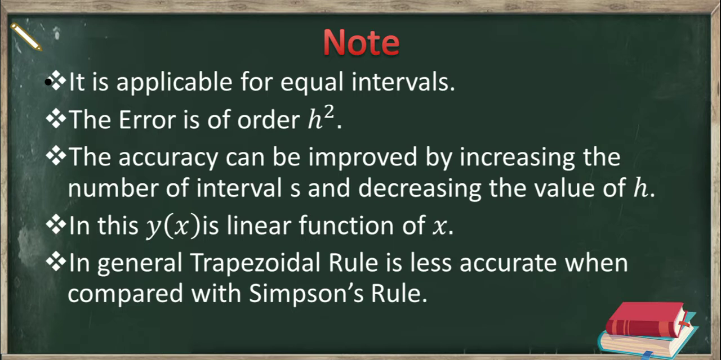In general, the trapezoidal rule is less accurate when compared with Simpson's rule. This is the most important statement.